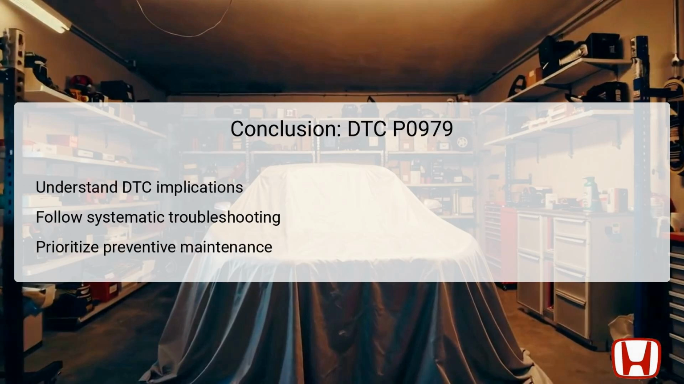In conclusion, understanding DTC P0979 and its implications is critical for any Honda Civic owner spanning the 2011 to 2015 models. By following a systematic troubleshooting process, technicians can effectively identify and resolve the issue related to shift solenoid valve C, ensuring the vehicle operates smoothly and reliably. This thorough approach mitigates the risk of overlooking potential electrical faults within the vehicle's transmission system.